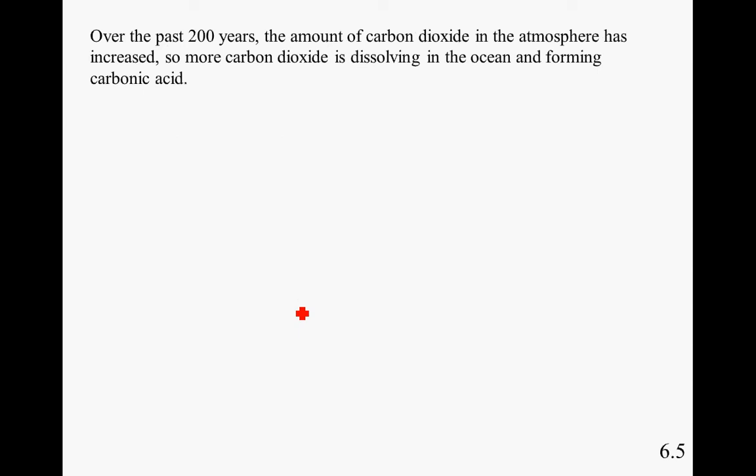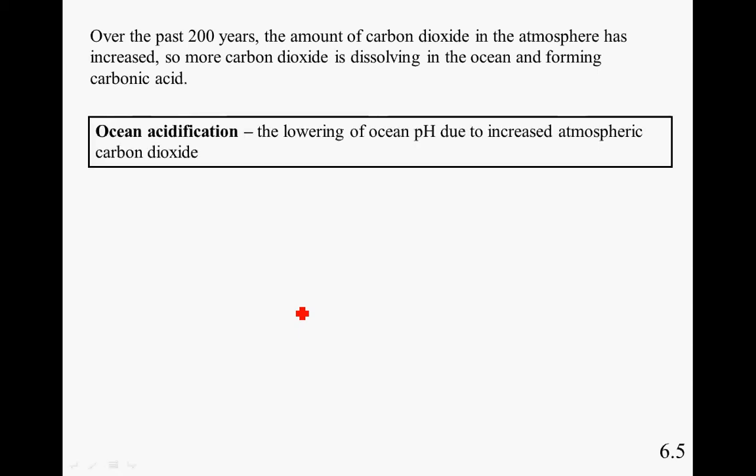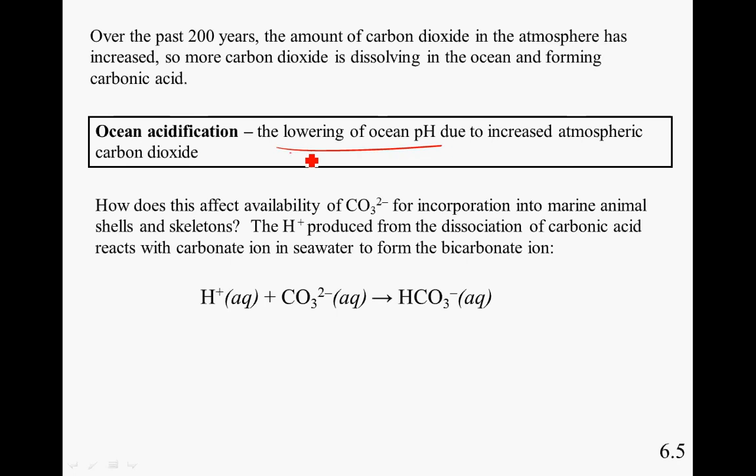Over the past 200 years, the amount of carbon dioxide in the atmosphere has increased. So more carbon dioxide is dissolved in the ocean and forming carbonic acid. The more carbon dioxide, the lower the ocean pH. Ocean acidification is the lowering of pH. So when we say lowering pH, that means it's becoming more acidic. Remember, acid is from 0 to 7. So if the pH is going down, it's becoming more acidic.